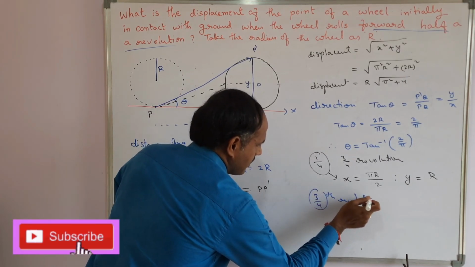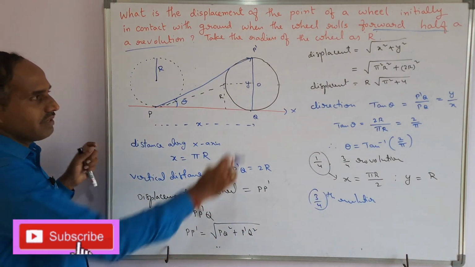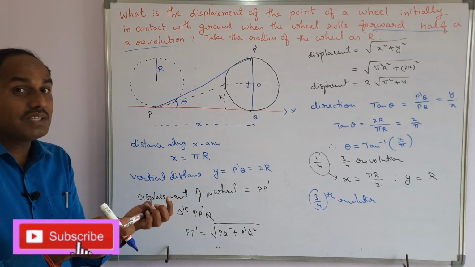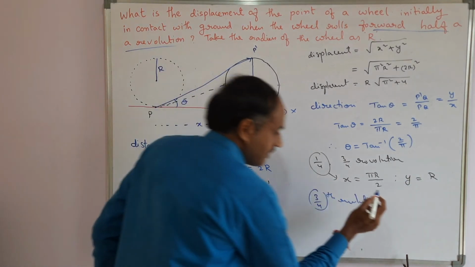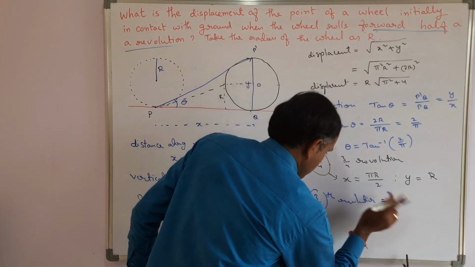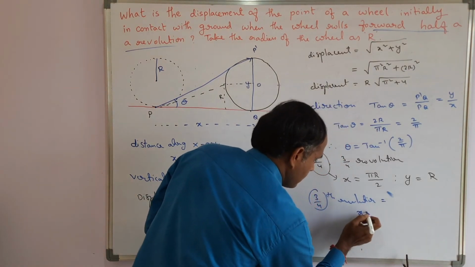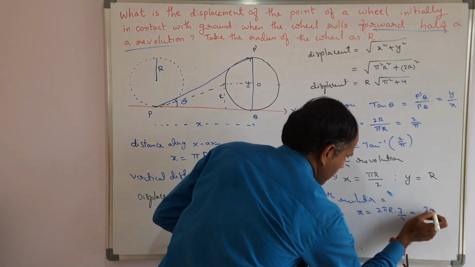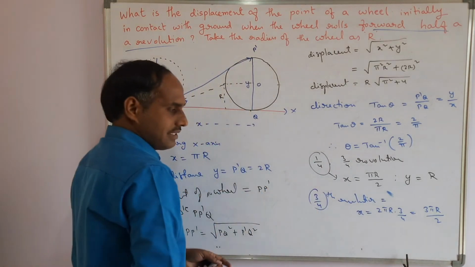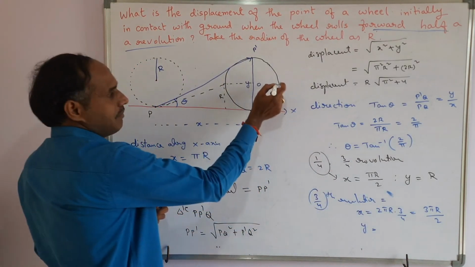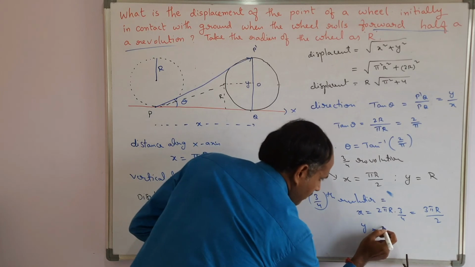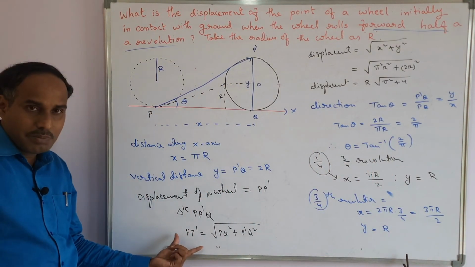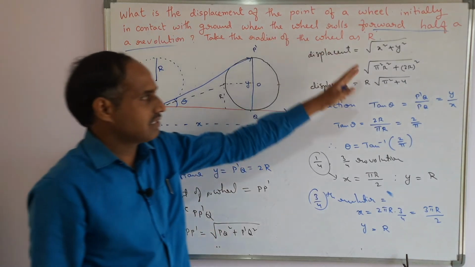And similarly when I am coming to 3/4 revolution, can you guess the x and y for a 3/4 revolution? When it is coming to here, it definitely covers 3/4 of the circumference of the circle. So x is equal to 2 pi r into 3 by 4, which gives 3 pi r by 2 as the value of x. And for the y value, again when it is coming to here, this is definitely the radius of the circle only. After getting this x and y value, it is very simple: by using the mathematical step of under root of x square plus y square, you will get the displacement.